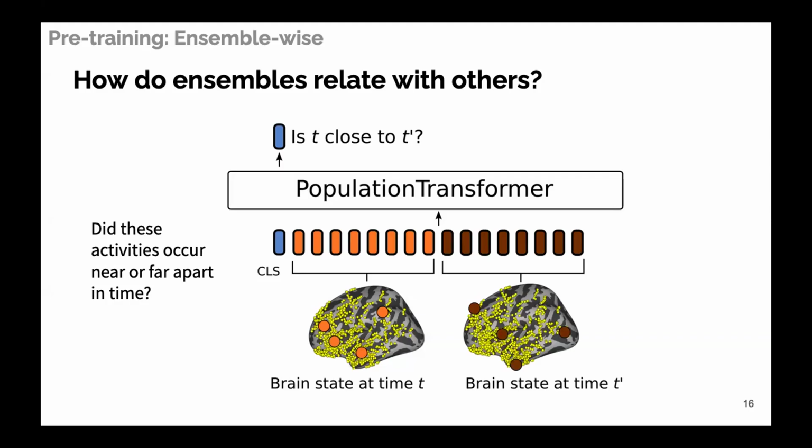This provides us a clean, smooth representation space of our neural data. Because if t prime is really far away, we would expect that it may not be as close a representation as if they were right next to each other. Okay, so those are the two pre-training tasks.